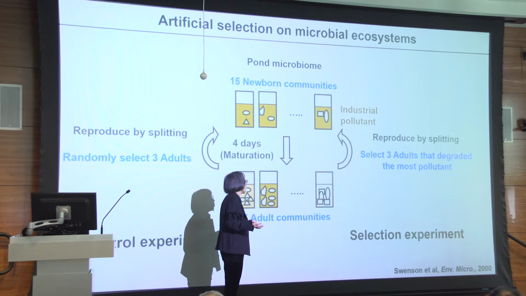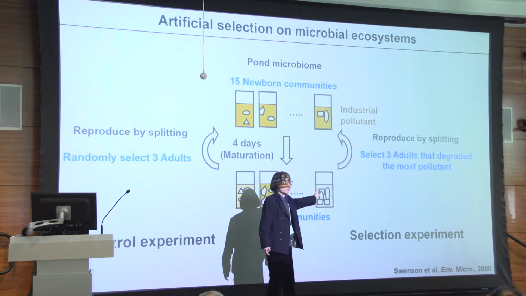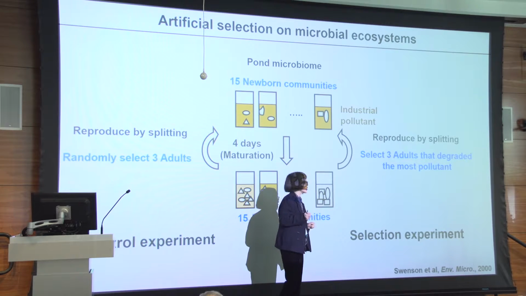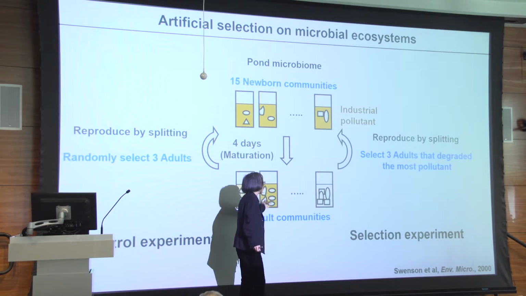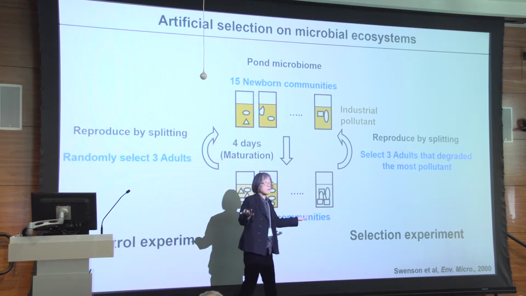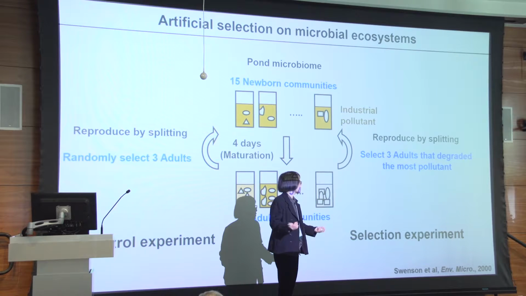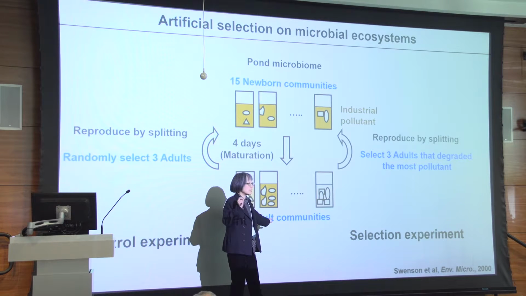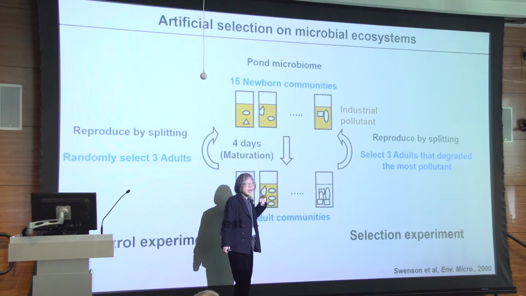For example, we would not know whether pollutant degradation is a community function or whether it can be performed by a single species. Second of all, we do not know whether they are selecting from a subset of species or genotypes within species. And third, its most subtle point, is that it's actually not clear whether this is actually just natural selection in disguise.